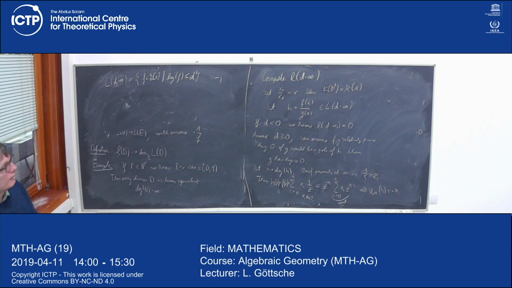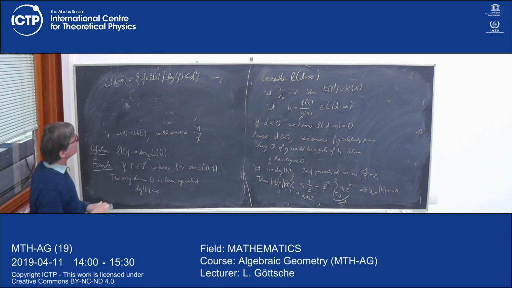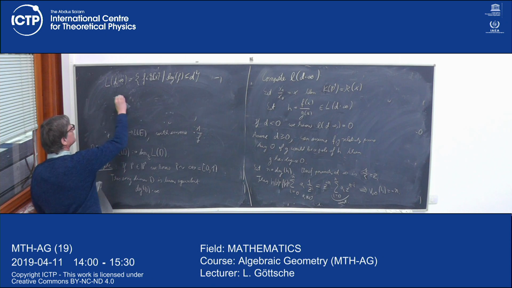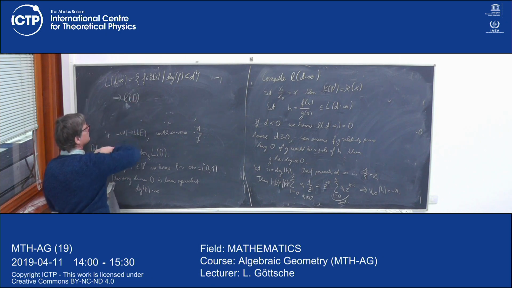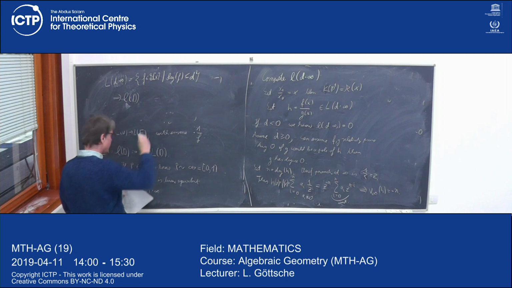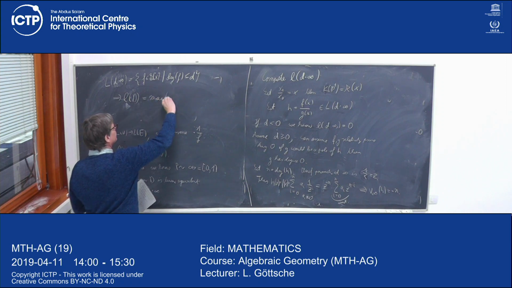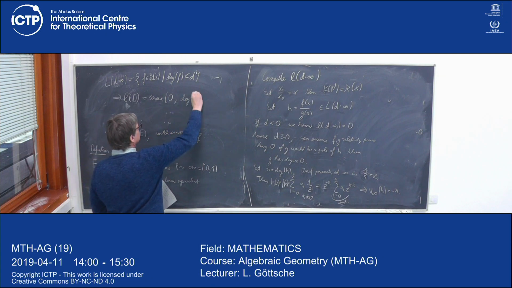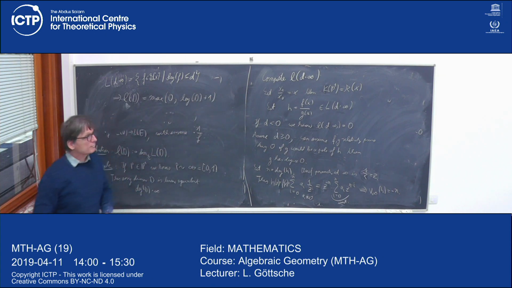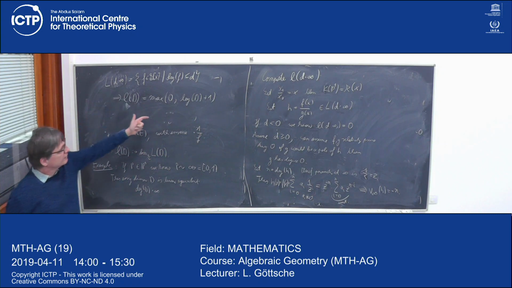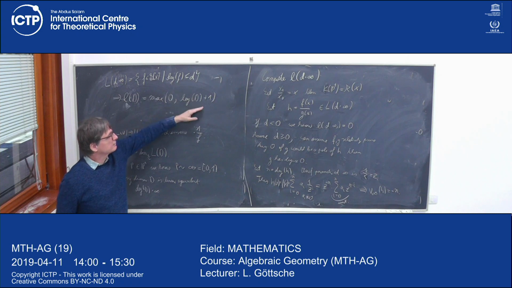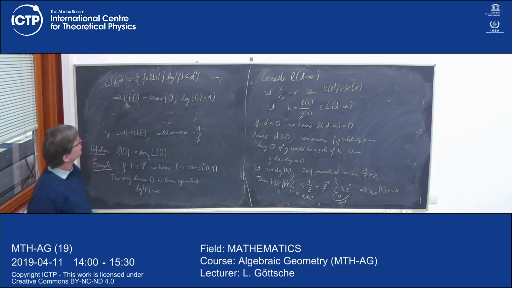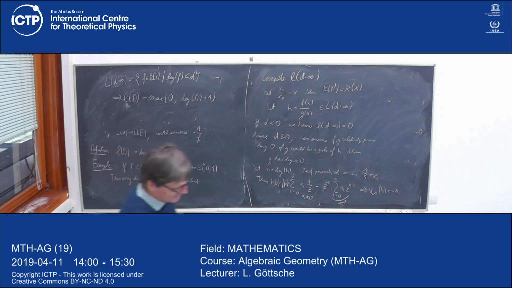In particular we can compute this. We are here in P1, so it's polynomials in one variable, and it follows that L of D is equal to the maximum of 0 and the degree of D plus 1. Because the dimension of the space of polynomials of degree smaller than or equal to D is D plus 1. So in this one case, we have computed this thing.